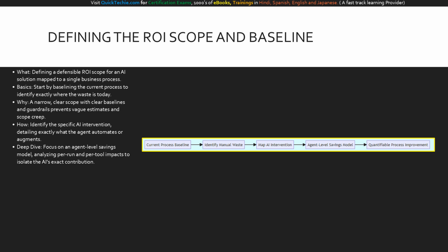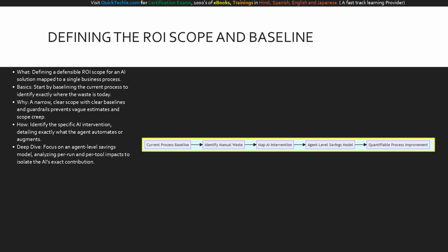On the far left, we start with the current process baseline. This is our before picture. We then move to identify manual waste, which is where we locate the specific bottlenecks, delays, or repetitive tasks that drag down efficiency. Next, we hit the Map AI Intervention node.